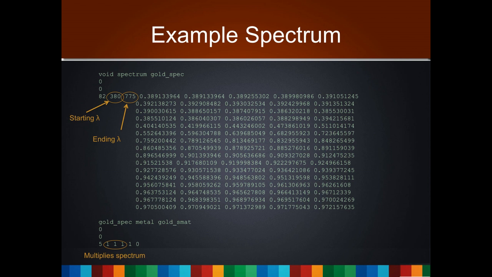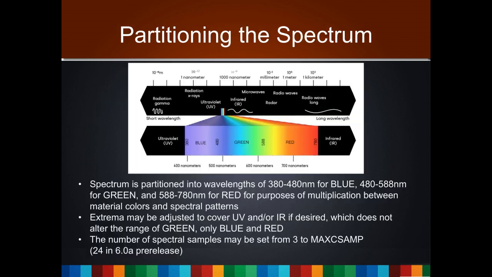And then, as I said, the 111 multiplies the spectrum, which in this case doesn't do anything. But if you had, for example, a different value for green, you put in 0.8 for green, that would get multiplied against the range for green, which I said earlier was 480 to 588 nanometers. So there'll be like a block of values that have 80% of what was put in. Yeah, Robert?